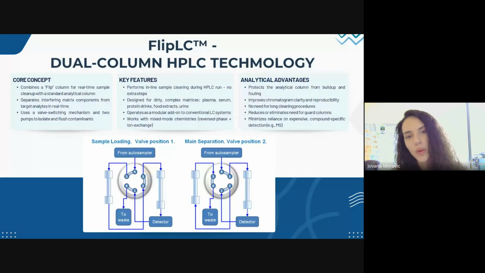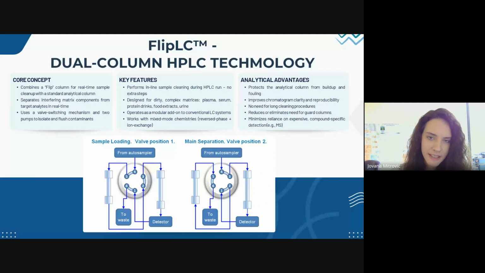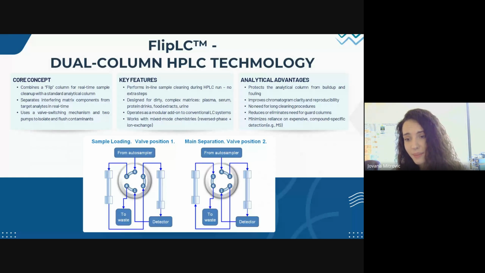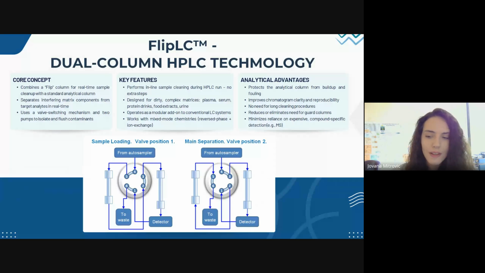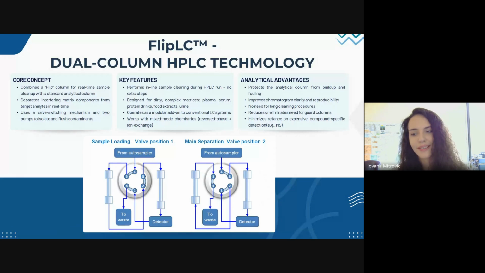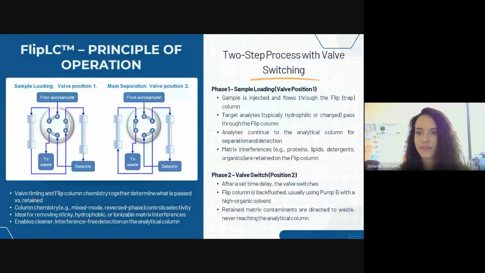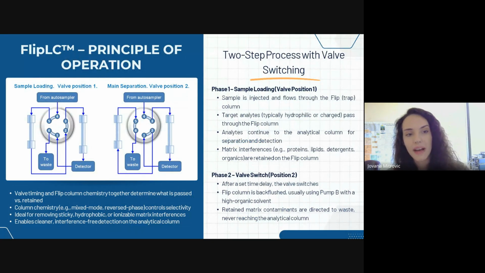It dynamically switches flow paths at specific times during the analysis to enable both sample cleanup and analytical separation seamlessly within one run. And this dual column, valve-controlled setup enables inline matrix cleanup without the need for extra offline sample preparation steps, guard columns, or manual cleanup procedures, greatly improving throughput, reproducibility, and column lifespan. So let's see how HPLC operates.